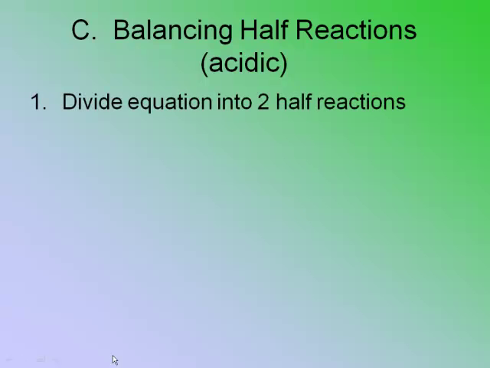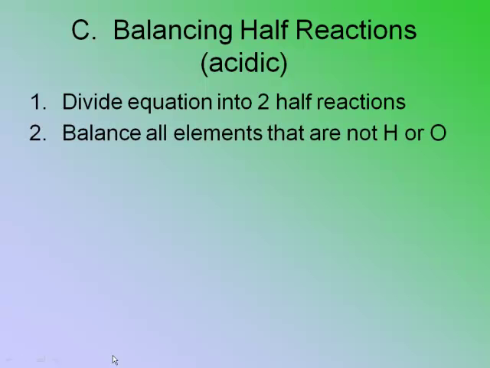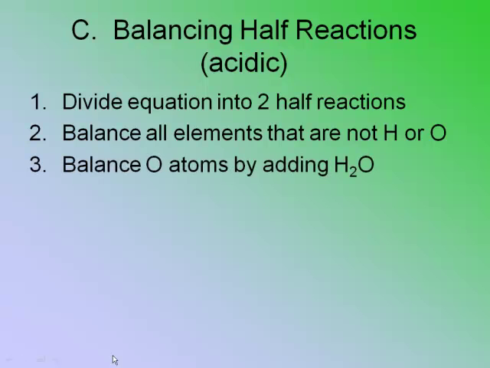Okay, the first thing you do in any acidic reaction is divide your overall reaction into 2 half reactions, just like you did before. Second, balance all elements that are not hydrogen or oxygen. Okay, I'm going to show you how to balance those in a second. Third, now balance the oxygens by adding H2O to the opposite side. So whichever side has the least number of oxygens, you add water to that side.